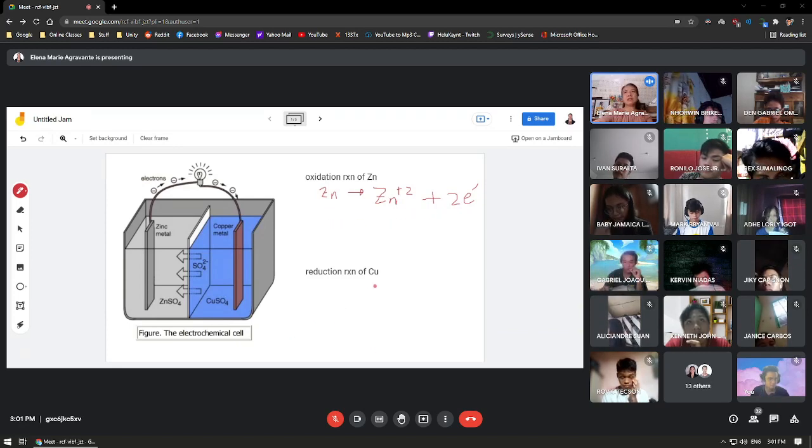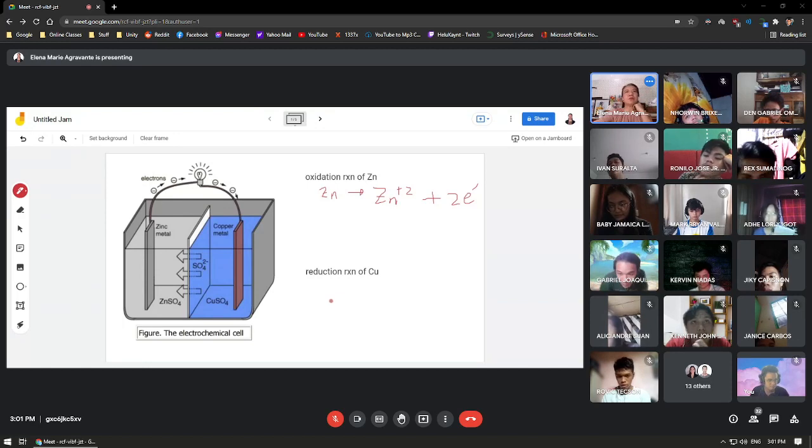In the case of the reduction of copper, okay, you will have, what happens?